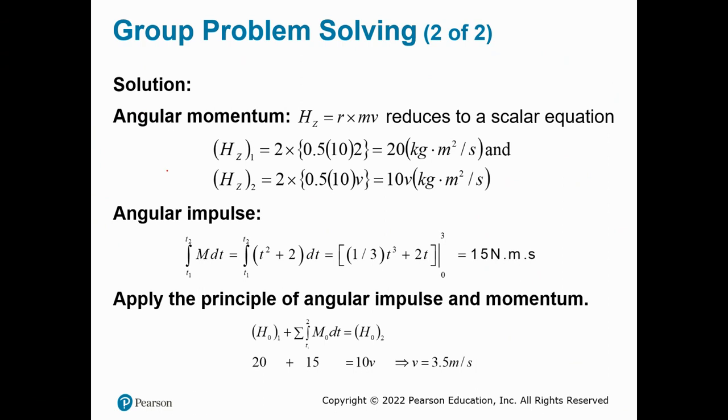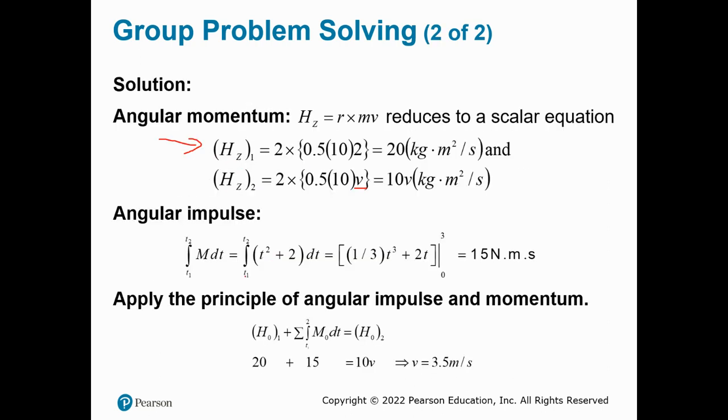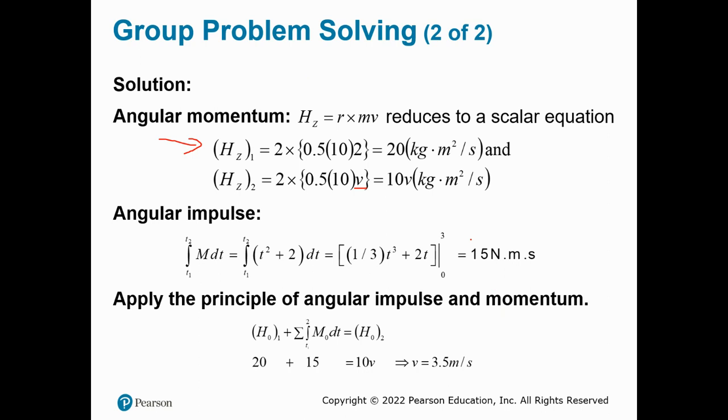Similarly, initially I have 2 times 0.5 times 10 times the initial velocity, because I have two of them. For the final, we don't know the velocity, so we'll leave it there. Then the angular impulse, not moment, sorry, we take the integral over a period of 3 seconds, from 0 to 3 seconds, and plug in the function t squared plus 2. Taking the integral from 0 to 3 seconds gives me 15 Newton meters.